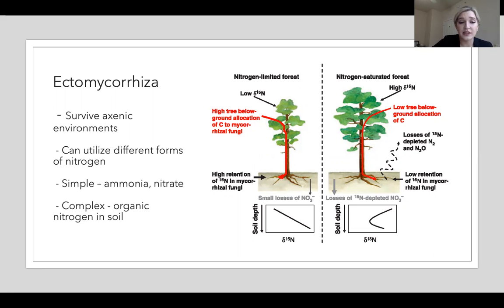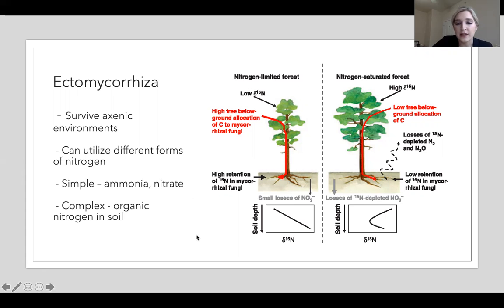They can utilize different forms of nitrogen, which is really, really important. So they can, of course, do your simple ammonia and nitrate, which are the most common that are brought up into plants, but they can also use complex organic nitrogen in the soil, which goes along with that organic carbon. So ectomycorrhiza are really special in the ways that they can actually obtain that from the soil because a lot of different organisms struggle or just are unable to bring in organic nitrogen.